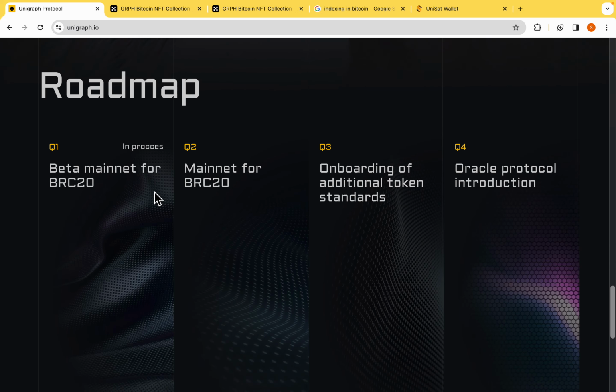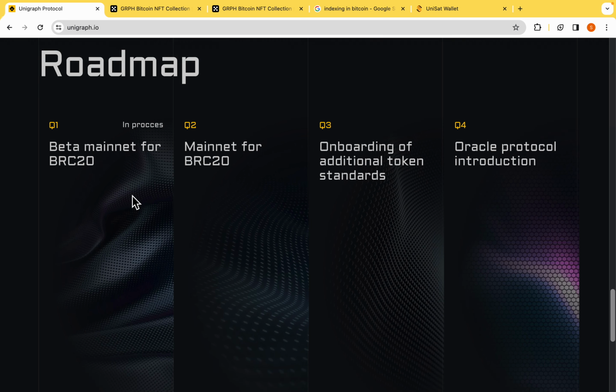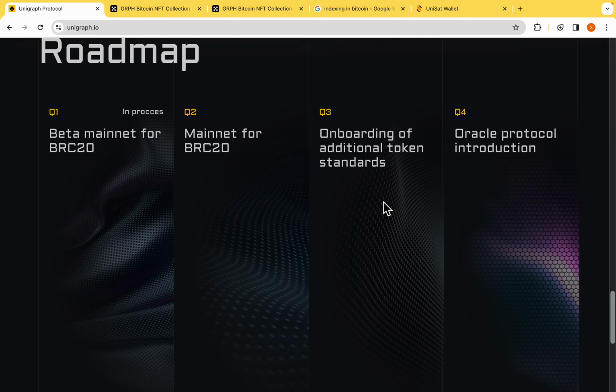This is the roadmap of Unigraph protocol. You can see we're still in the beta mainnet. That's still in the development phase. Soon we're going to have the mainnet for the BRC20, which is where they are going to make the production of the Bitcoin layer 2 on the Bitcoin network. Then we're going to have the onboarding of additional token standards. As they progress, more and more token standards will keep coming in, and we can have the Q4. We are going to have the Oracle protocol introduction. We all know what Oracle is. Oracle is like a database for a database server, and it helps in what Unigraph protocol is actually building on the Bitcoin network.